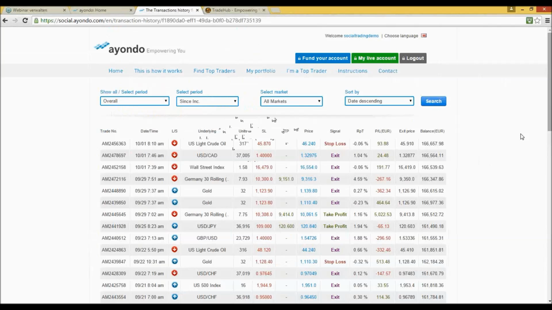One thing you need to bear in mind is that whenever each of these top traders trades, they have to trade with a stop loss. It is a requirement of ayondo that they need to trade with a stop loss. Each trade that a top trader takes can't be more than a risk of 10%.